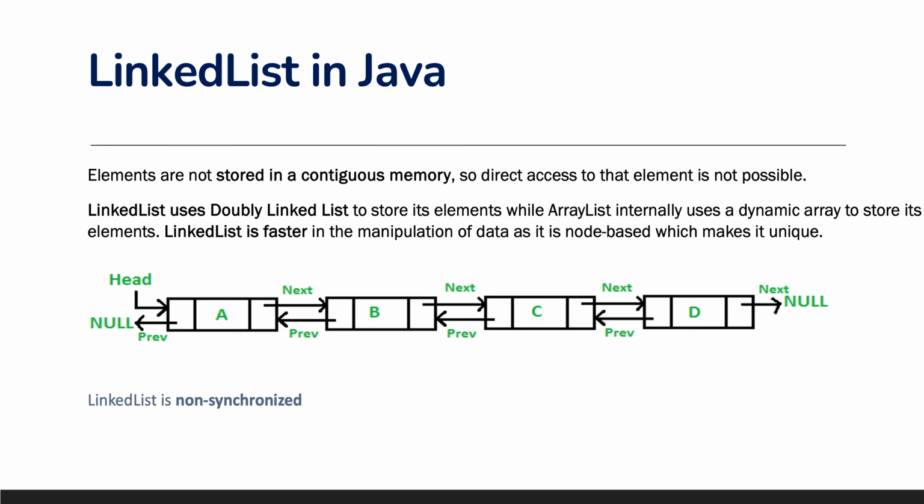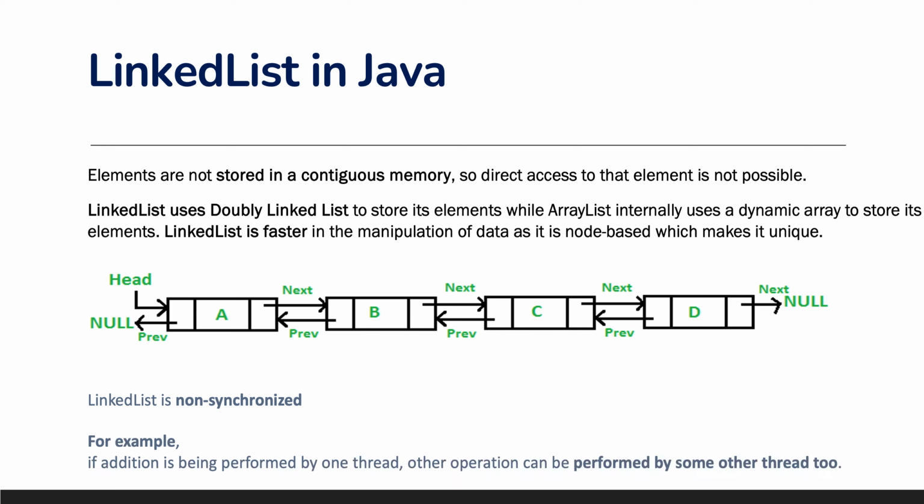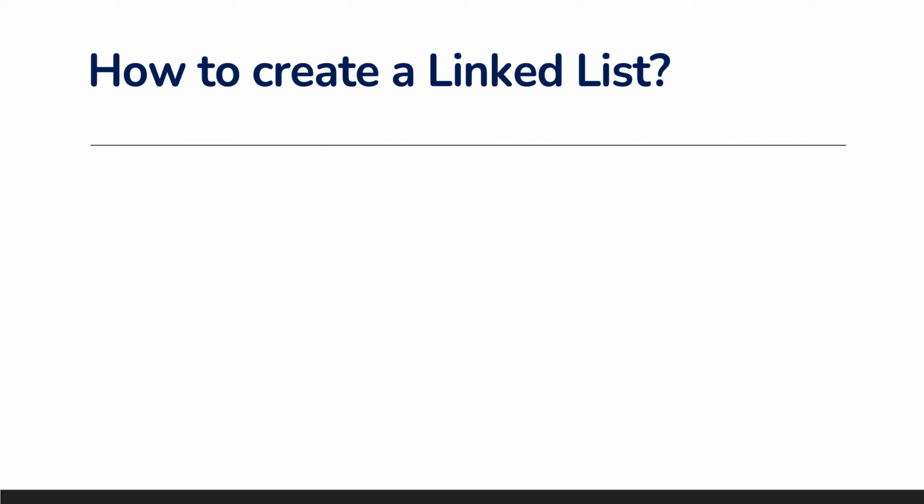So what do we mean by synchronized? We discussed the non-synchronized context in the case of the ArrayList. Synchronized means that at a time only one thread can perform the operation, but non-synchronized means, for example, if addition is being performed by one thread, another operation can be performed by some other thread also. This is useful in multi-threading, right? Because it is not synchronized, multiple threads can perform operations on the same list. This is the meaning of non-synchronized. So LinkedList is basically non-synchronized.